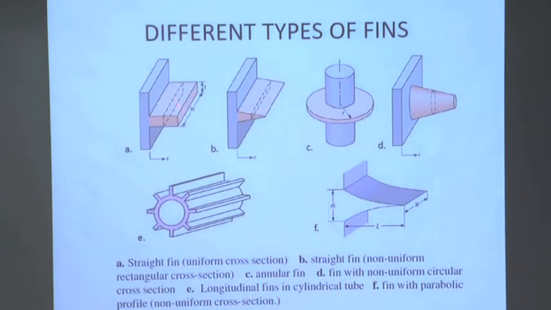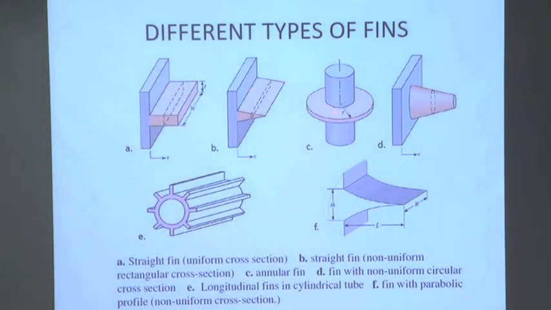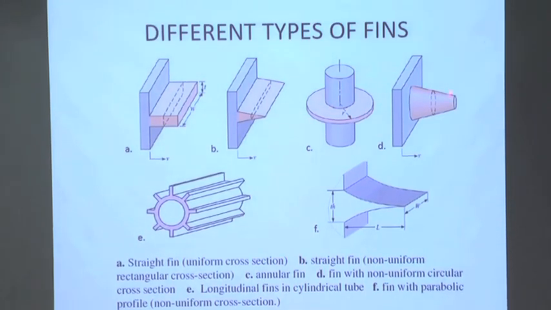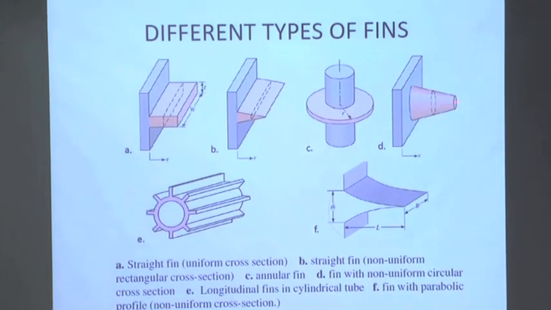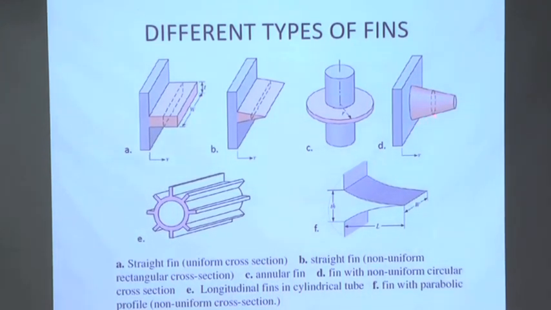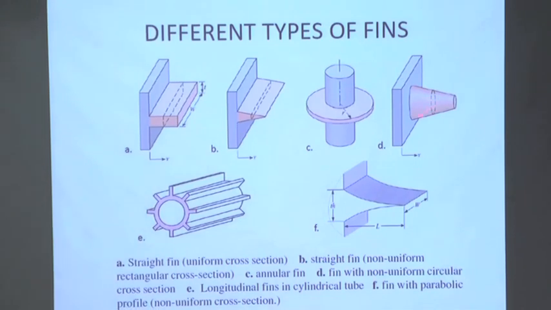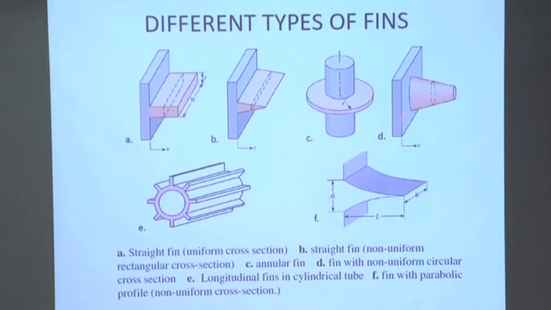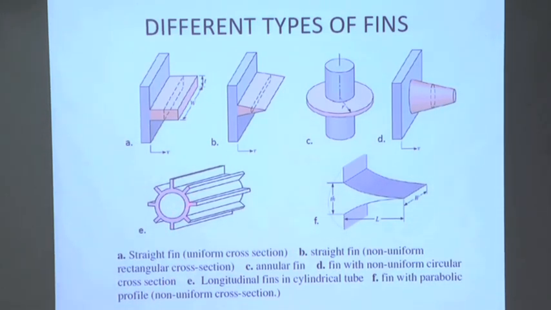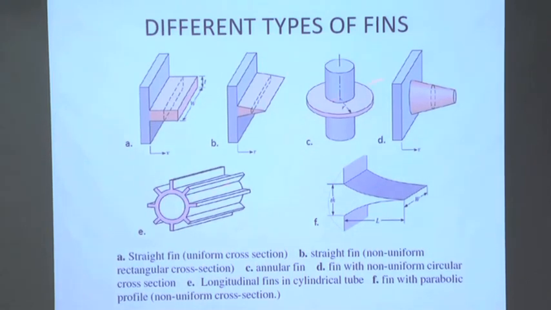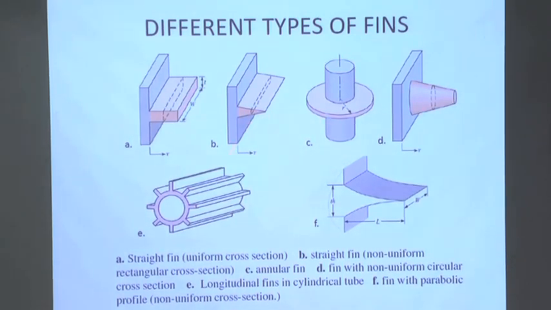A number of fins may be used. Here also there may be a number of fins, though only one fin is shown. This is one fin with non-uniform circular cross-section, like a conical shape. This is sometimes known as a pin fin: a fin with non-uniform circular cross-section. This is the same thing in a cylindrical tube, where for all these cases the heat transfer from the base surface is enhanced by attaching these extended surfaces or fins.